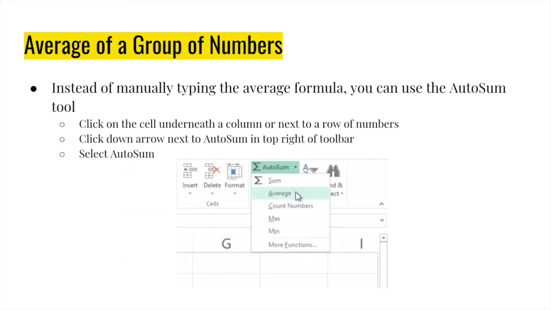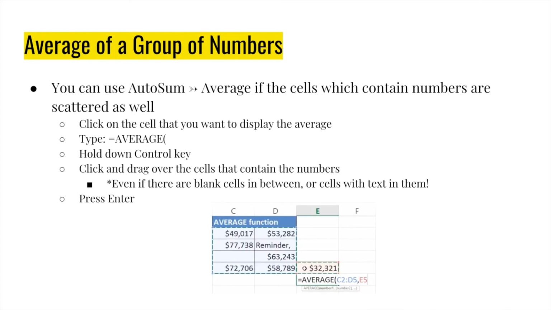Instead of manually typing the average formula, you can use the AutoSum tool. To do this, click on the cell underneath a column or next to a row of numbers. Click the down arrow next to AutoSum in the top right of the toolbar. Then select Average. You can use this to average if the cells which contain numbers are scattered as well.